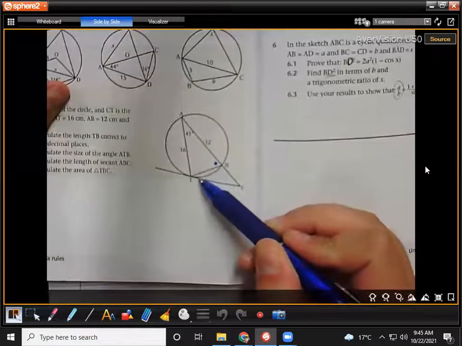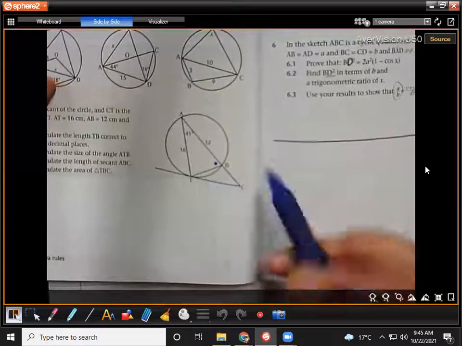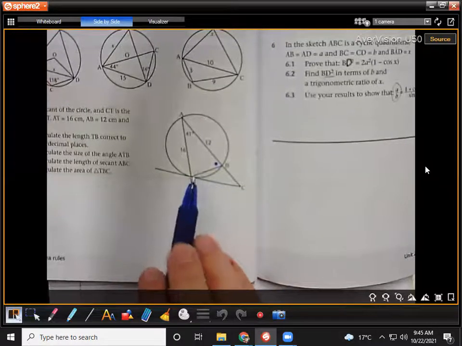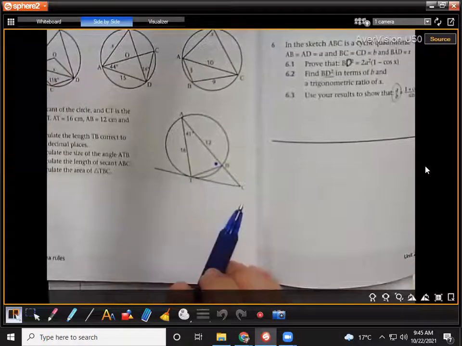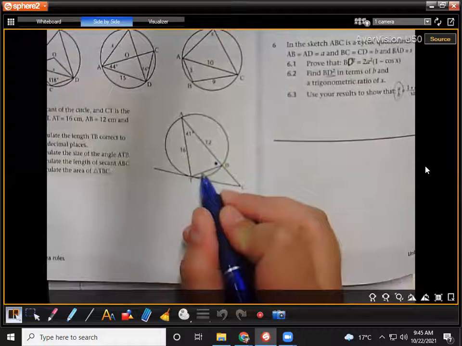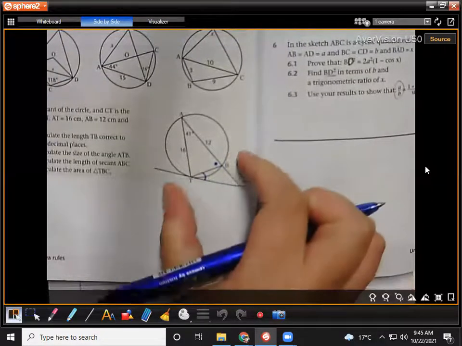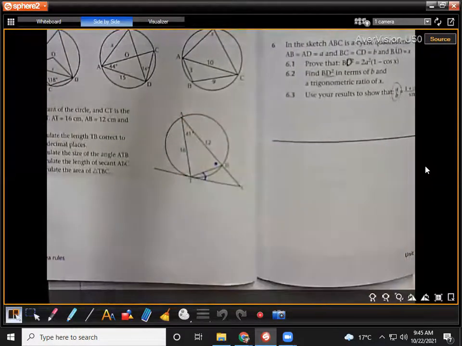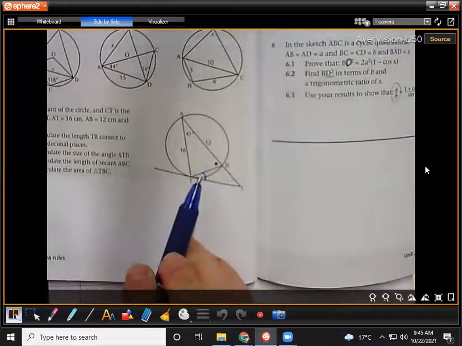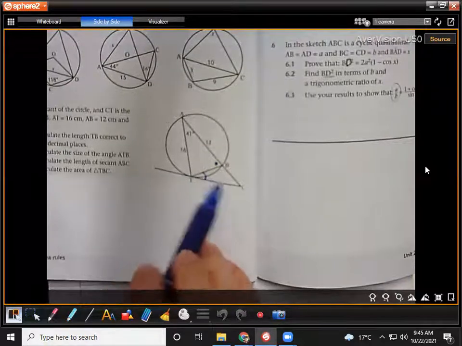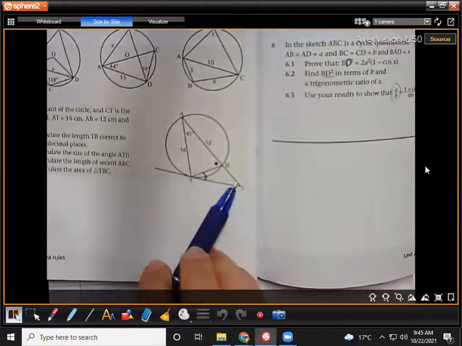But guys, do we remember tan chord theorem? They told us that CT is a tangent. At that point, tan chord theorem is saying the angle between a tangent and a chord, so BTC, that angle there, is equal to the angle subtended by the chord in the alternate segment, so on the other side of the chord. So if that angle is 41, then BTC is also going to be 41 degrees. Okay, so if you get that, you have the angle that's opposite BC.